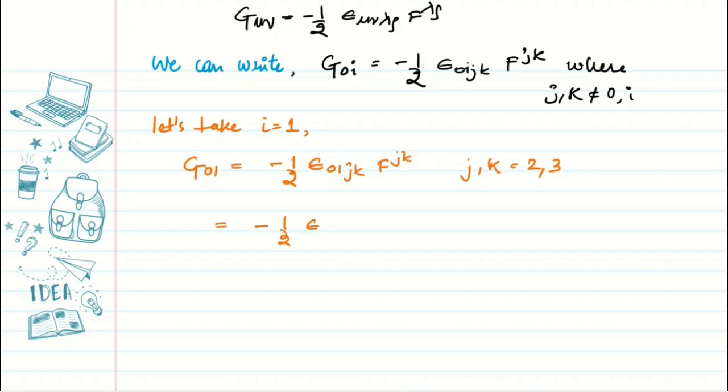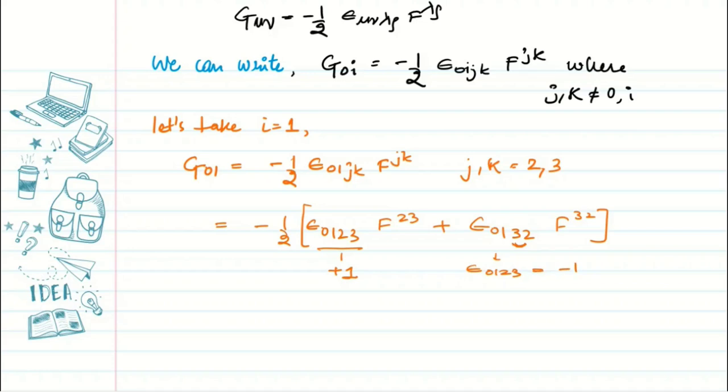So minus half, epsilon 0, 1, 2, 3 F 2 3 plus epsilon 0, 1, 3, 2 F 3 2. These are the two possibilities. We know the first value is plus 1. For the second, we have to do only one swap and it will become 0, 1, 2, 3, so that is an odd permutation. So the value for epsilon 0, 1, 3, 2 will be minus 1. And we know that F23 is minus F32.